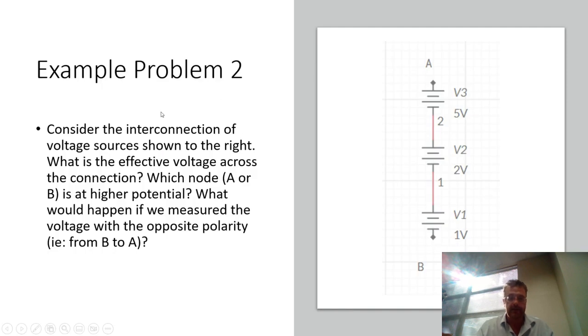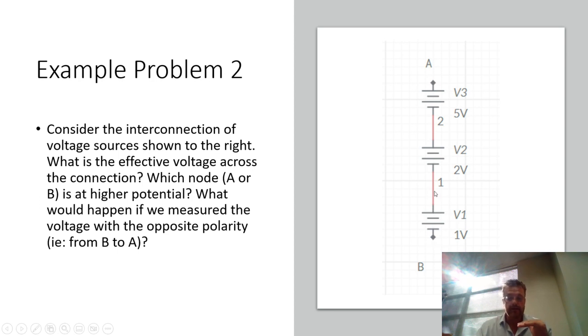Another example here, consider the interconnection of voltage sources shown on the right. What is the effective voltage across the connection? Which node, A or B, is at higher potential? And what would happen if you measured the voltage with the opposite polarity? So if we notice what's going on here, the schematic symbols, these are just ideal voltage sources. All of them have a negative terminal at the bottom and a positive terminal at the top.